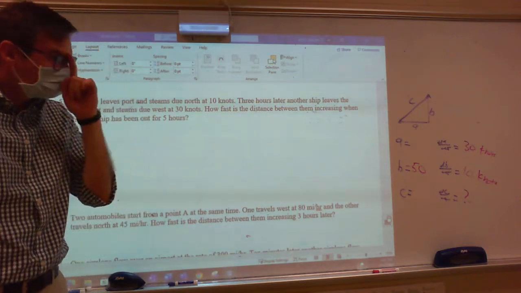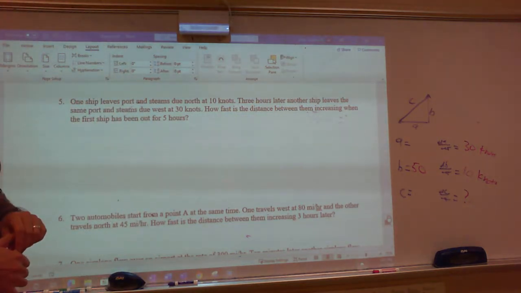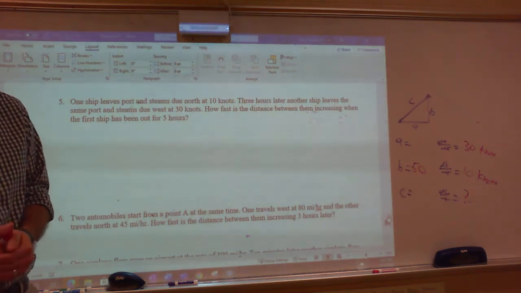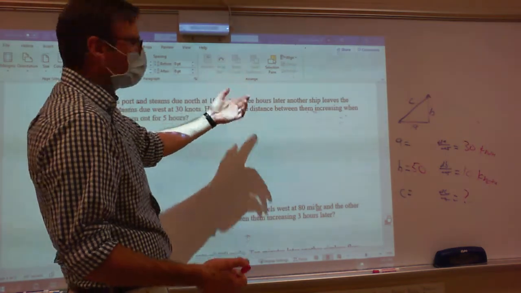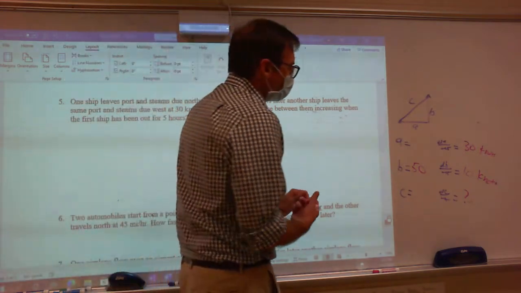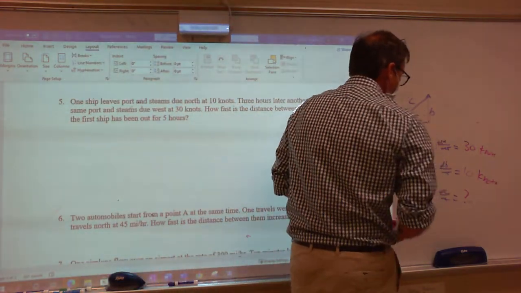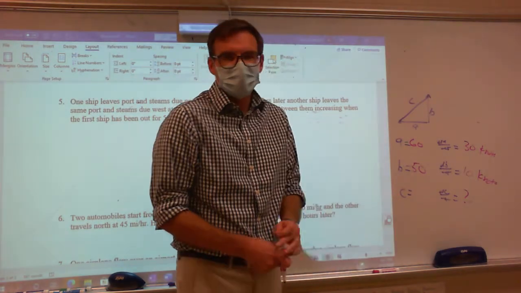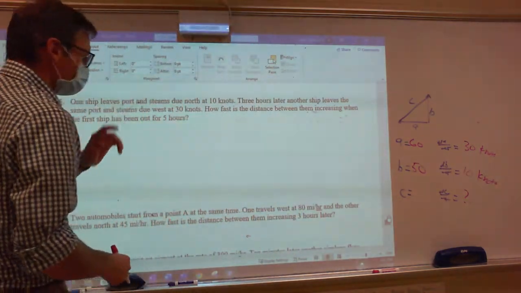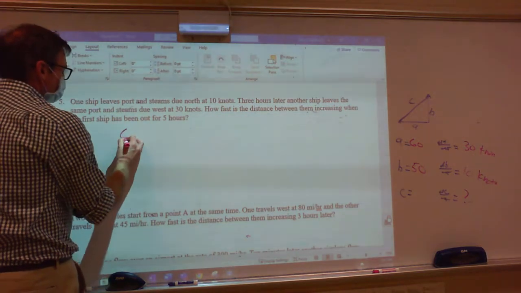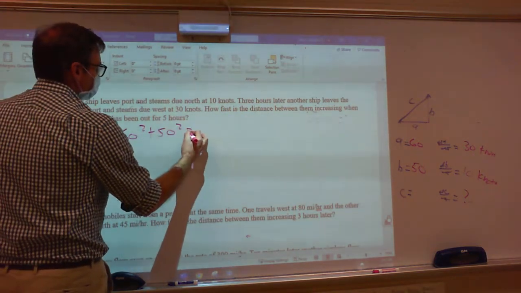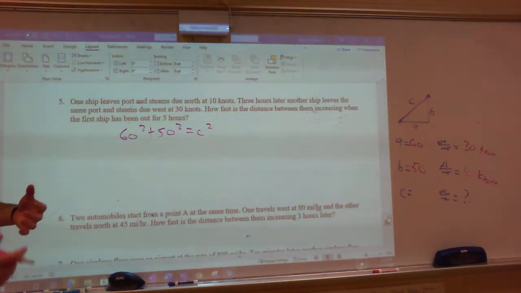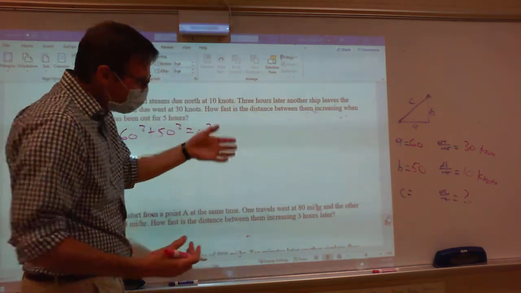Ship A. How long has the ship been going west? 2 hours. 3 hours later, he's been in the water 2 hours. He's going 30 miles an hour, and so that's 60. Got to figure out the c, don't I? Yay! It's the Pythagorean theorem. So let's do 60 squared plus 50 squared equals c squared. You could work this out, but I like dealing with smaller numbers. So in my head.